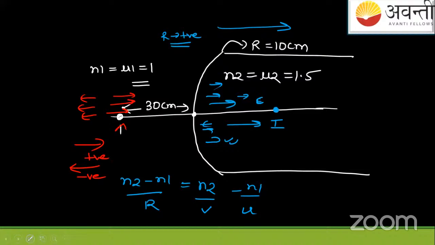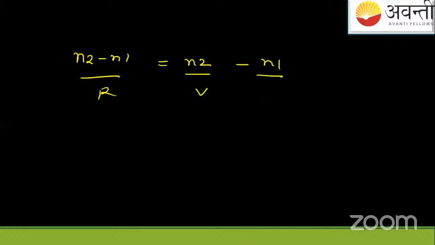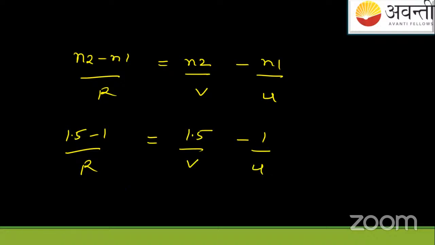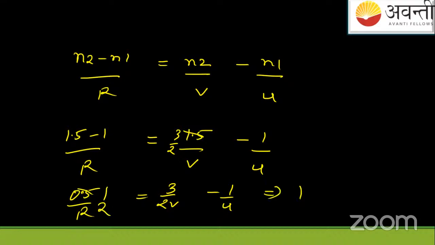Okay, I will write it here now. So now let us solve this thing. n2 minus n1 upon r equals n2 by v minus n1 upon u. If you see here, n2 is 1.5, n1 is 1. So 1.5 minus 1 upon r equals 1.5 upon v minus 1 upon u. This is 0.5 upon r, which equals 3 by 2v minus 1 by u, equals half basically. To solve it, this will be 1 by r, 3 by 2v minus 1 by u.